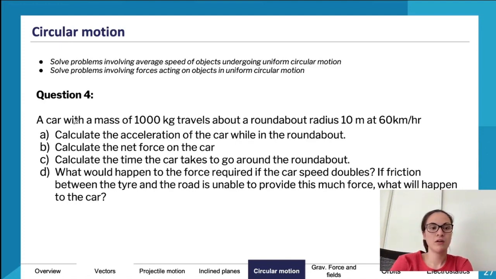So a car with a mass of 1,000 kilograms travels around a roundabout of radius 10 meters at 60 kilometers an hour. So we've got our radius and we've got our velocity. Calculate the acceleration of the car while in the roundabout. First things first, I just want to convert this into what we need, which is meters per second. So to put that into meters, we need to go 60 times 1,000, so it's going to be 60,000.